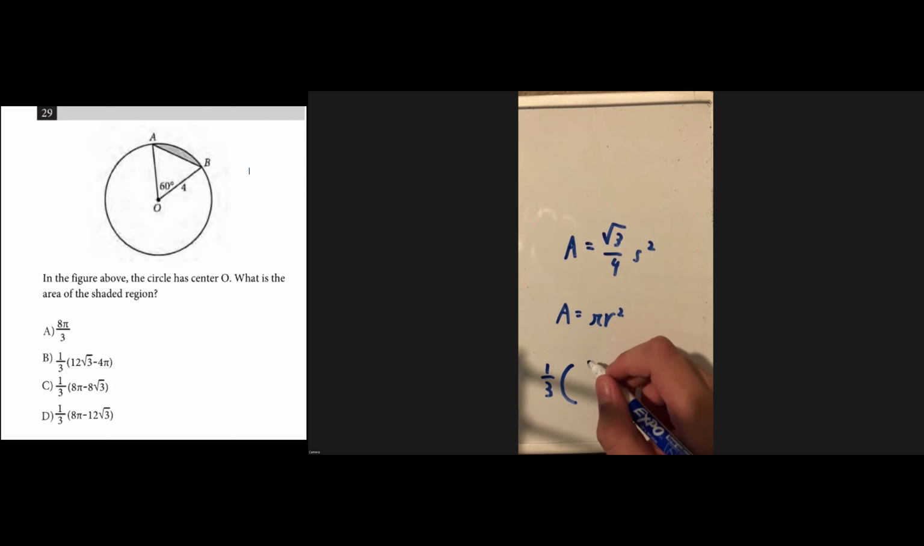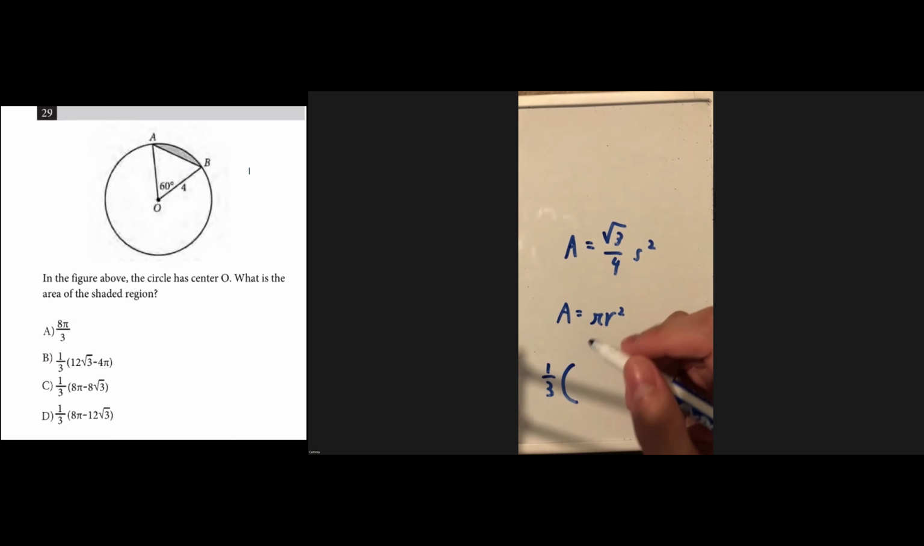And then pi r squared, well, the radius is 4. So 4 squared is 16. But the difference is that you actually need to divide by 2. And I'll explain that in a little bit, but let me first finish the other part. So you have 8 pi. And that will give you the area between A and B.